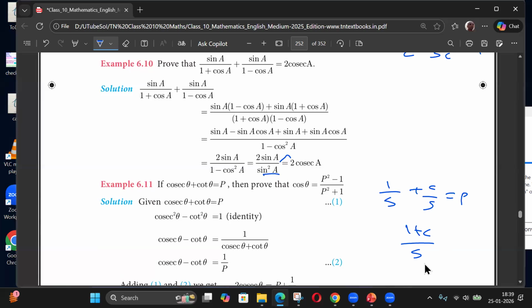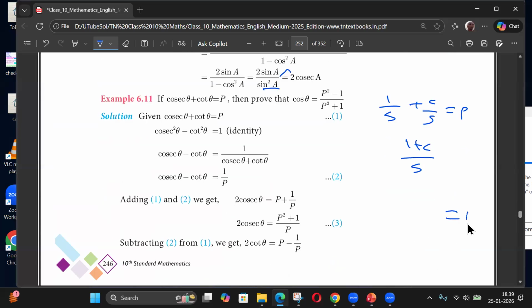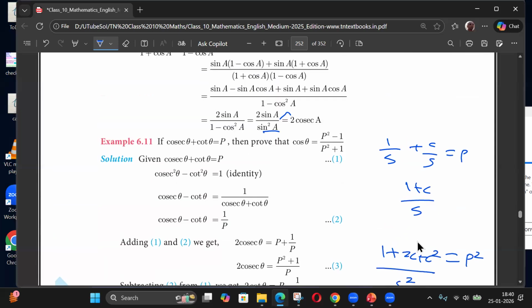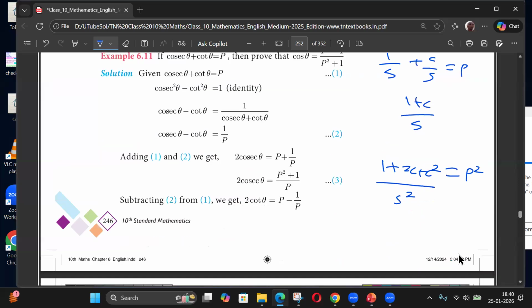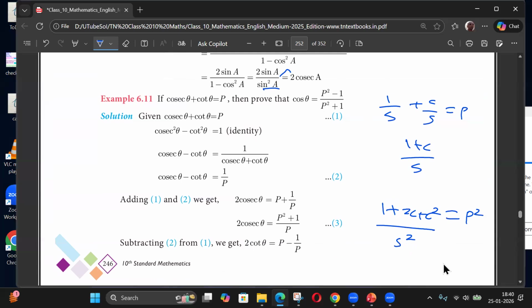So from here, I'll get p square as 1 plus 2 cos plus cos square by sine square. And then p square minus 1.